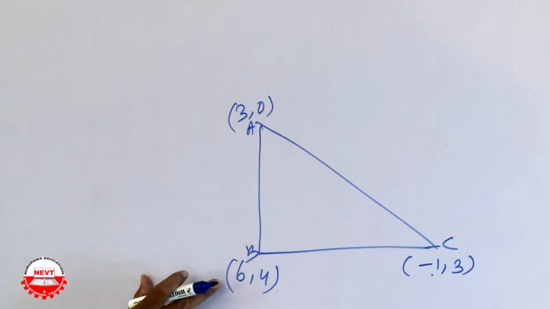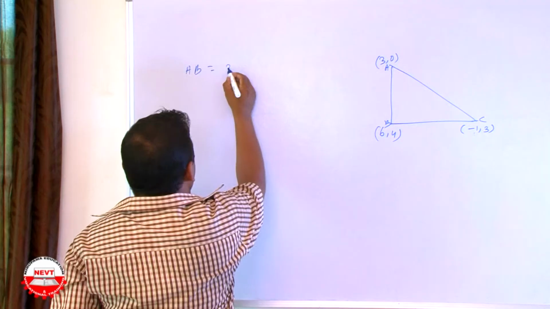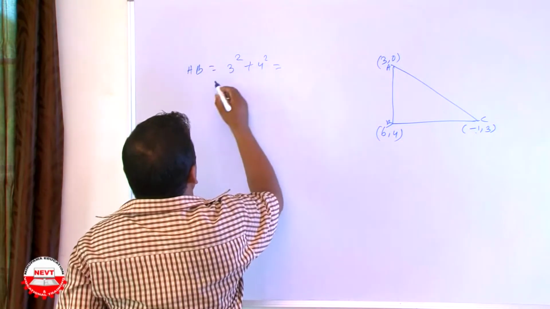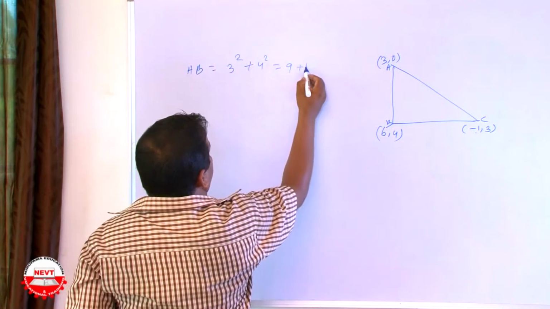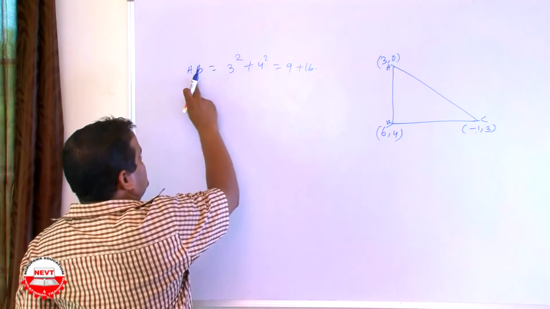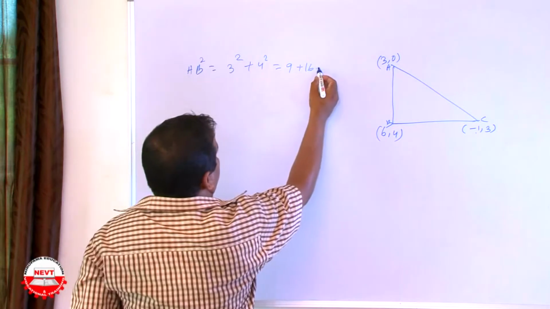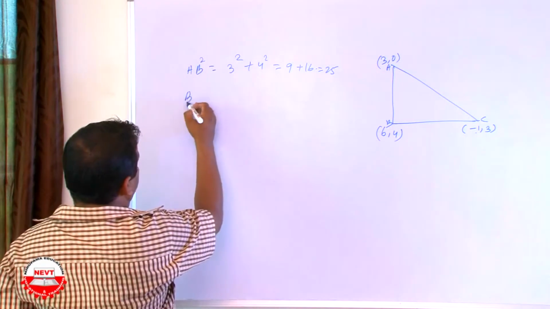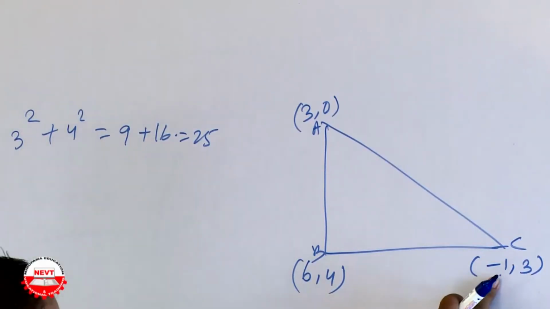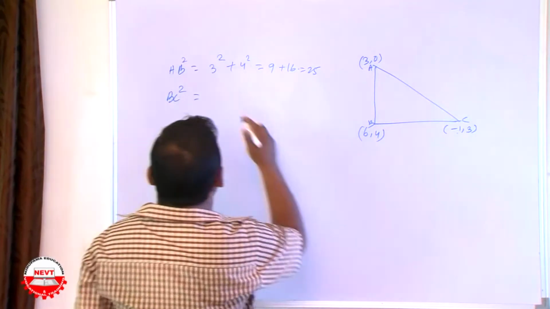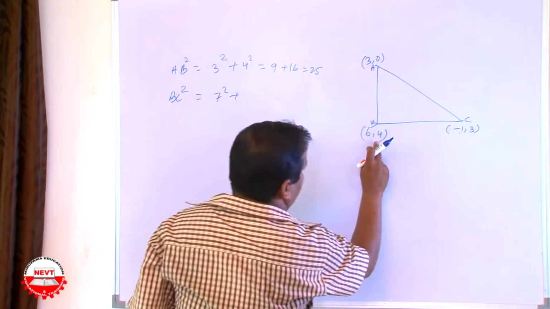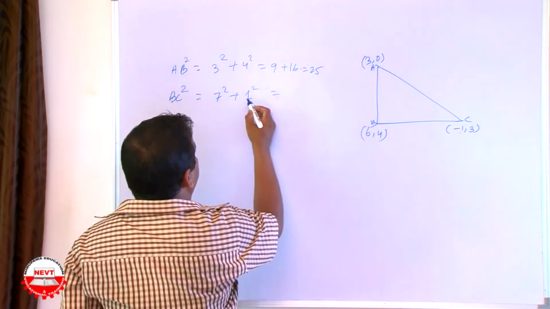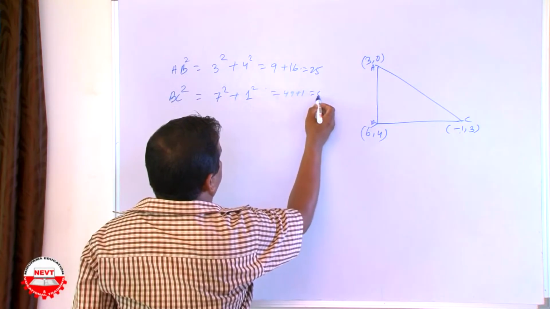3 minus 6 whole square, or 6 minus 3 whole square, means 3 square plus 4 minus 0 square, means 4 square, is equal to 9 plus 16. Instead of taking AB, take AB square is equal to 25. Then BC square, 6 minus 1 means 6 plus 1, 7 square, plus 4 minus 3 square means 1 square, which is equal to 49 plus 1, which is equal to 50.